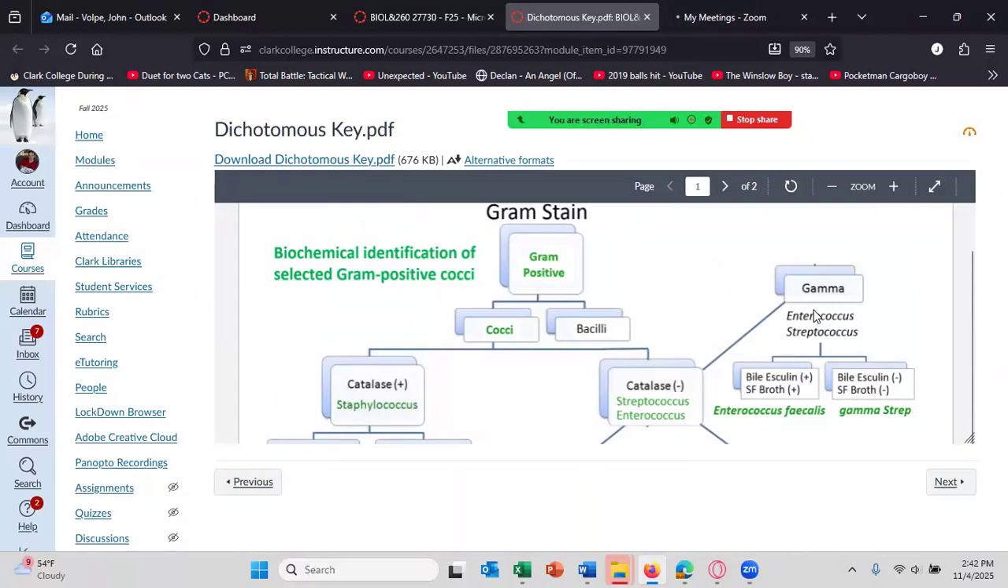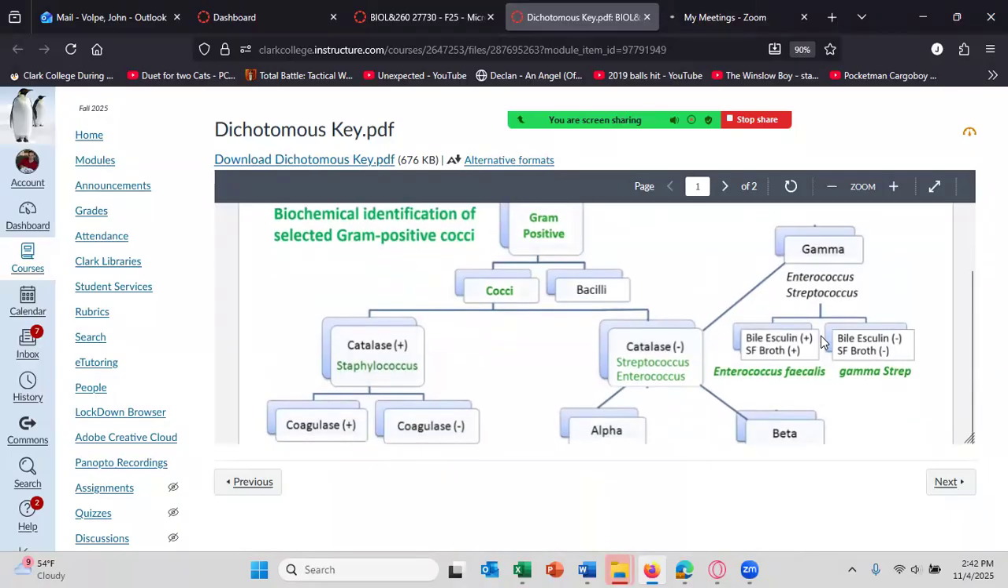For the gamma hemolytic bacteria, we're going to be talking about two, Enterococcus and Streptococcus. And for these, you need to run two tests, the bile-esculin test and the SF broth test. If the bile-esculin and SF broth are both positive, then it's Enterococcus faecalis. And if it is bile-esculin negative and SF broth negative, it is some gamma streptococcus.